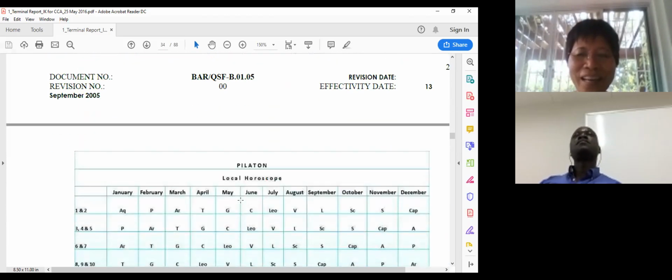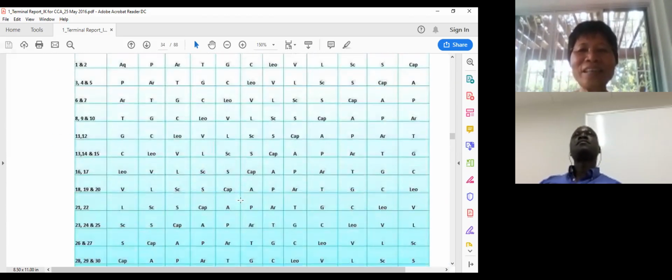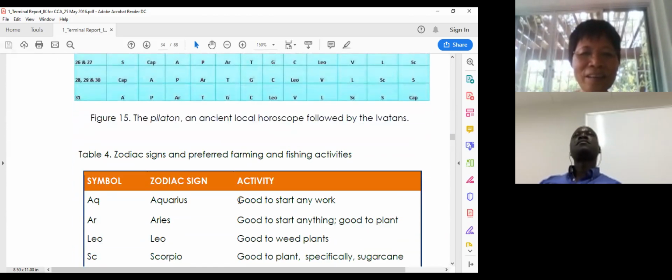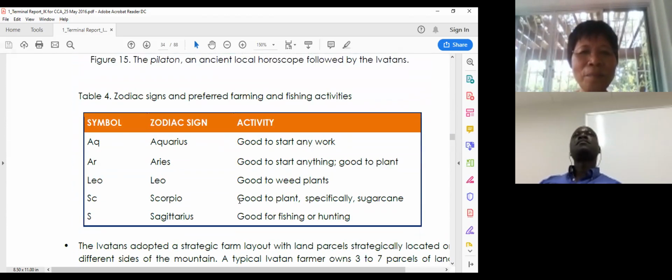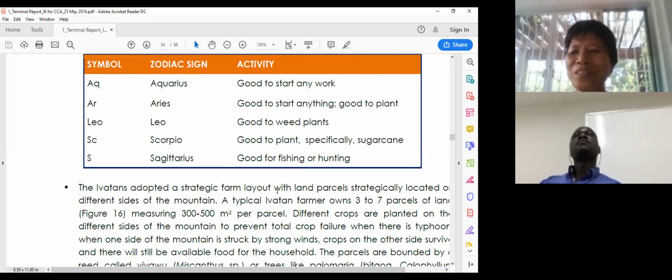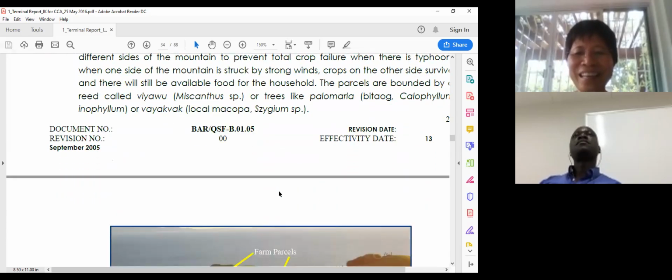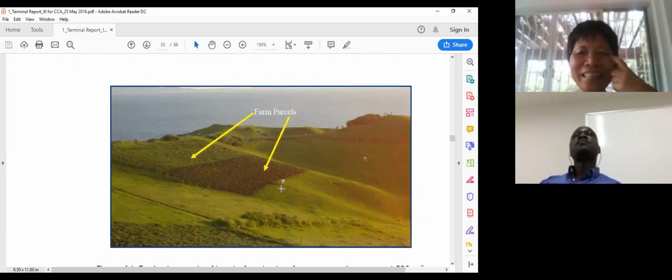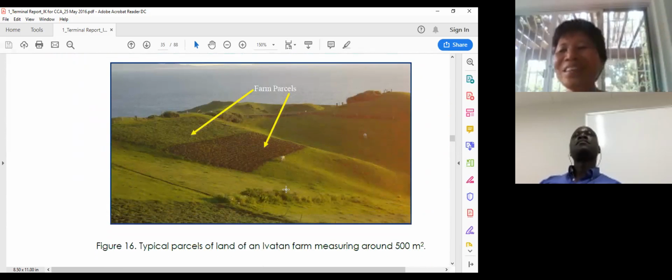Now the other one, they use a local horoscope. They call it the zodiac sign, it is used also. Good to start if you are an Aquarius. Good with plants. Good for fishing or hunting. Then I will show you this one. Okay, I'll show you this one.